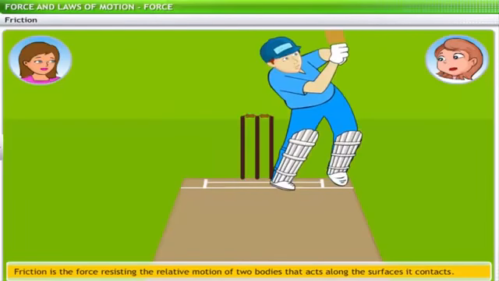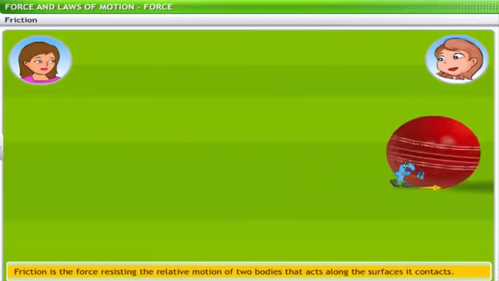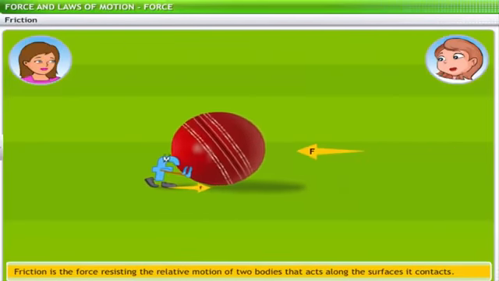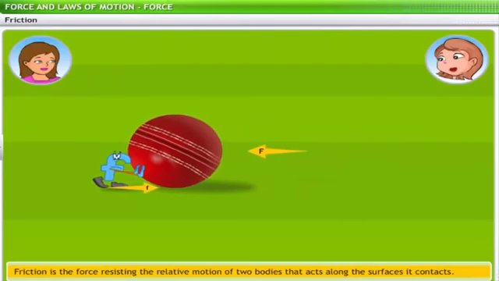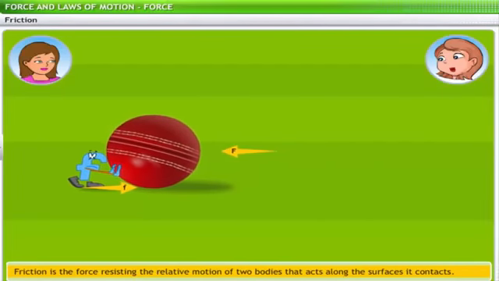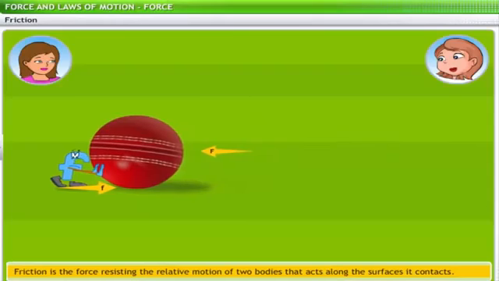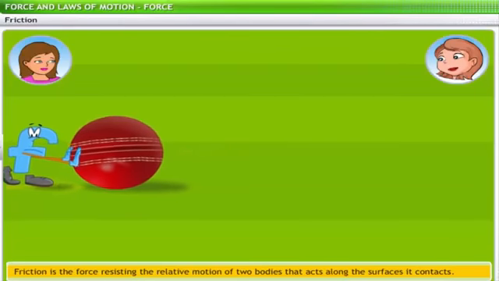The bat hits the ball with a certain force that makes the ball move ahead. When the ball rolls down the field, friction acts in the direction opposite to the direction of the motion of the ball. Gradually, the frictional force overcomes the force that made the ball move, slowing down and eventually stopping the ball. Is friction the same on all surfaces?